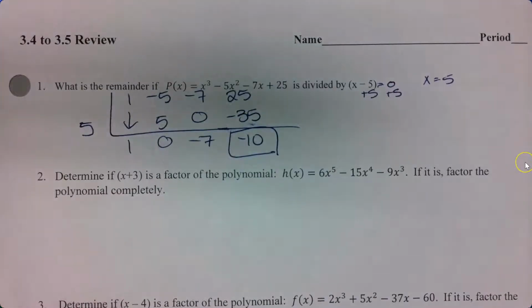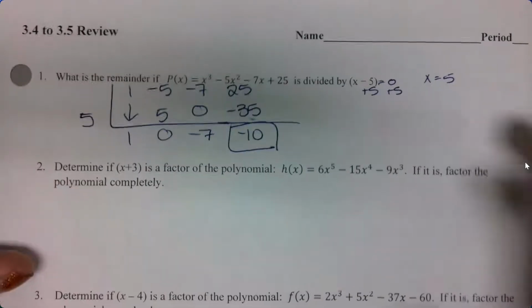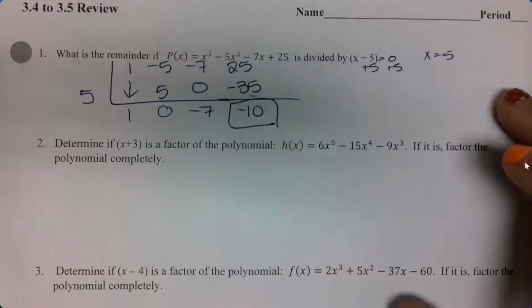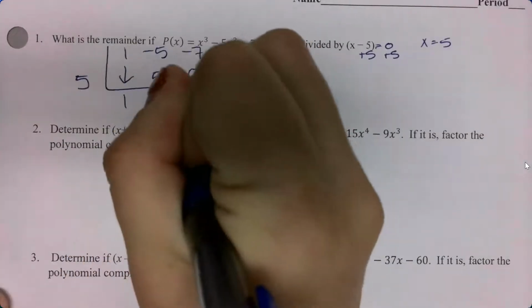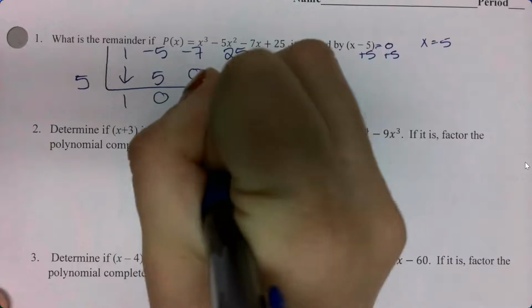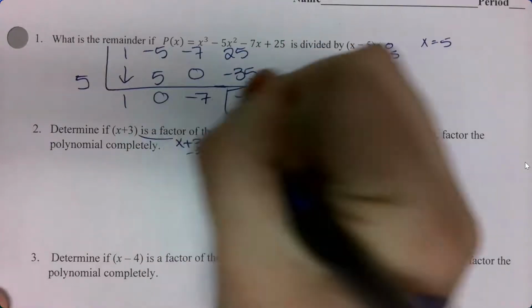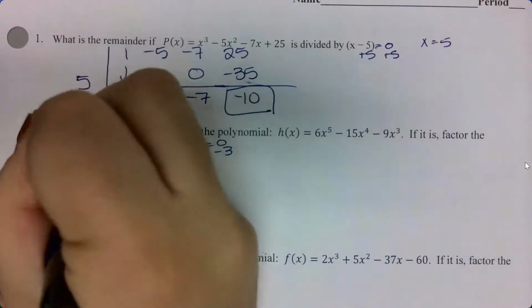Next one wants to see if this is a factor of my polynomial, and if it is, factor completely. Again, I'm going to use synthetic division because I like it better. I'll show you long division later in this. So I'm going to set this equal to 0, and then I subtract 3 on both sides. I get x equals -3.